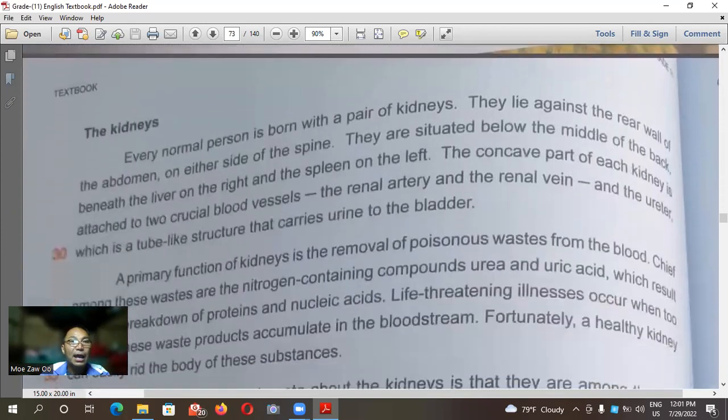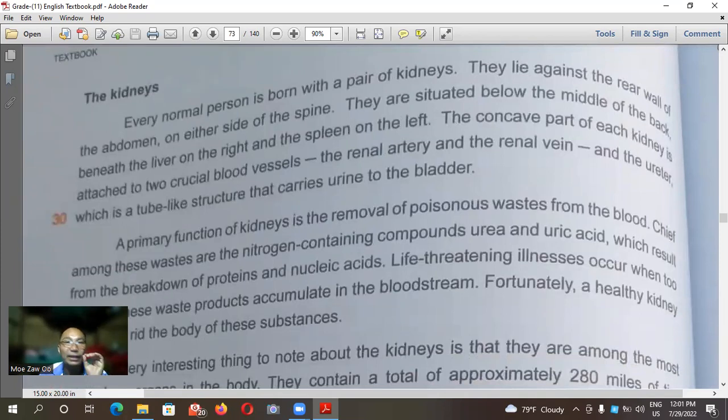Now the kidneys. Every normal person is born with a pair of kidneys that lie against the middle of the abdomen on either side of the spine. They are situated below the middle of the back, beneath the liver on the right and the spleen on the left. The concave part of each kidney is attached to two blood vessels, the renal artery and the renal vein, and the ureter, which is a tube-like structure that carries the urine to the bladder.